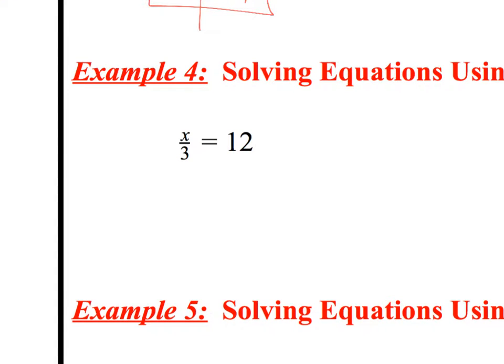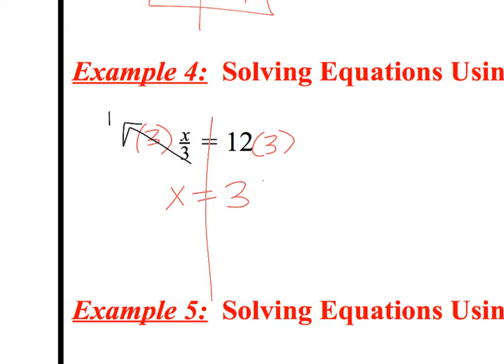That just means division. So, class, what's the inverse of division? Great. So we're going to multiply by 3 on both sides. I'm going to do that by putting it in parentheses like this. 3 over 3 goes to 1. So I get to cross it out. So I'm left with x is equal to, what's 12 times 3? Yeah.